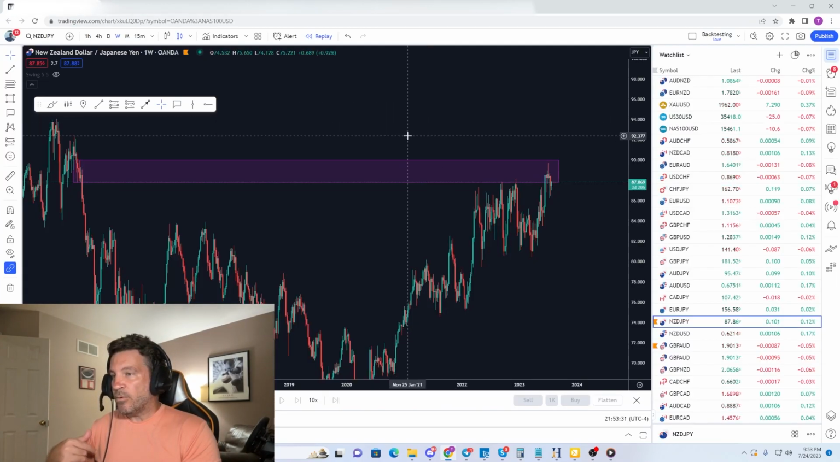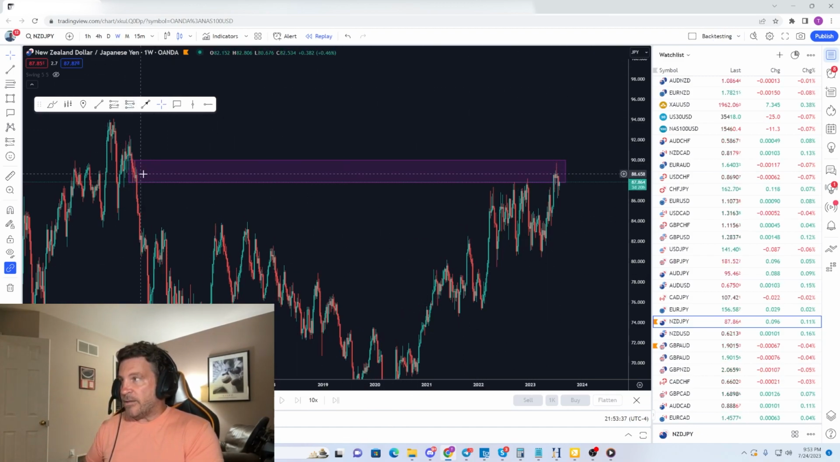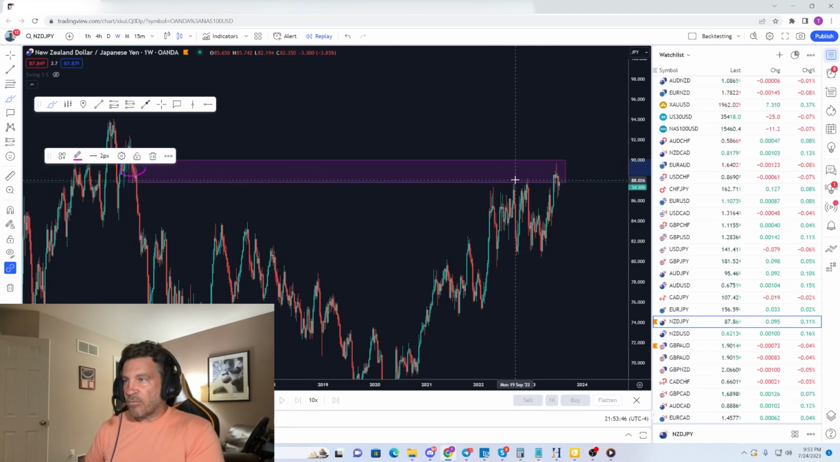Over here, I have pulled up the NZD JPY pair, and I want to share this with you. This is the weekly chart just so that you can see where I had drawn my zone. We had some price action right here, so I had a zone drawn, and then we had these highs touching off the zone right in here, if you can see that.